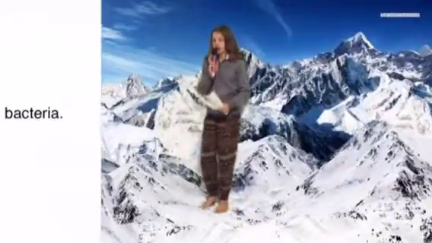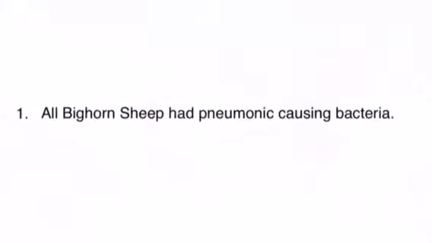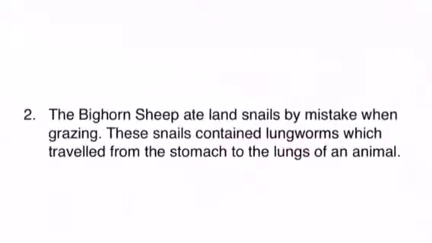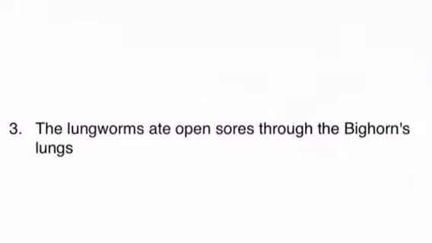The clues are: Number 1. All bighorn sheep had pneumonic-causing bacteria. Number 2. The bighorn sheep ate land snails by mistake when grazing. These snails contain lungworms which travelled from the stomach to the lungs of an animal. Number 3. The lungworms ate open sores through the bighorn's lungs.